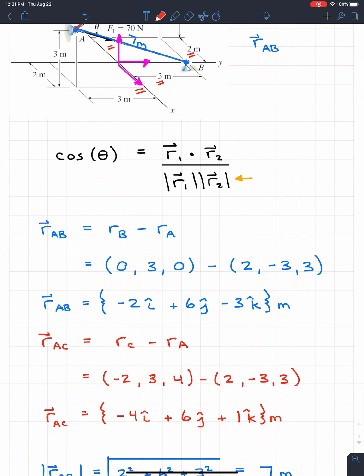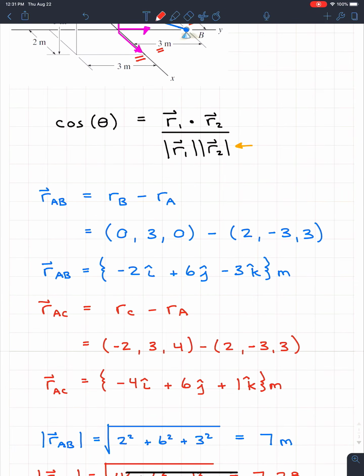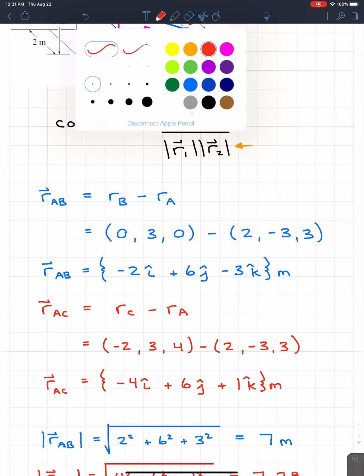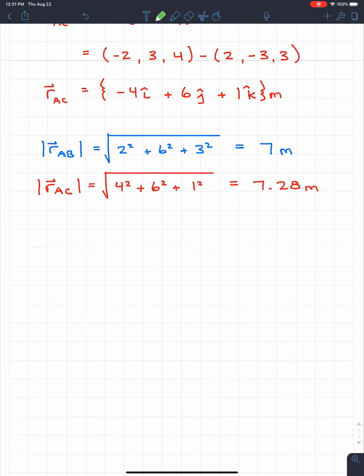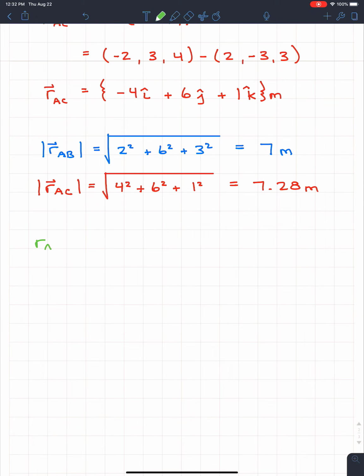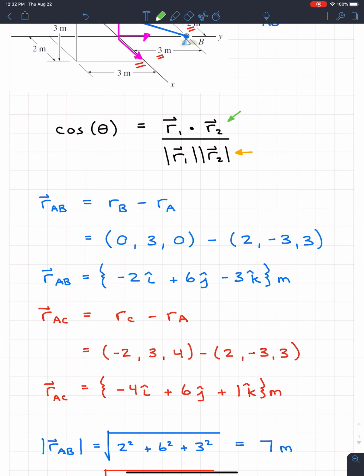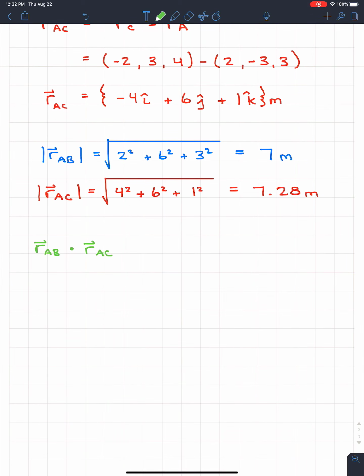And now if we look at this formula, we have everything we need to solve for our theta there. And instead of doing this all in one big step, what I recommend to you guys is let's just find out this, and let's do this in green. Let's find out this dot product kind of as a separate step. Otherwise it gets kind of messy. So I'm going to do RAB dot RAC. And what you guys will find is it doesn't matter if you go RAB dot RAC or if you do the opposite and we go RAC dot RAB, they'll give you the exact same answer.